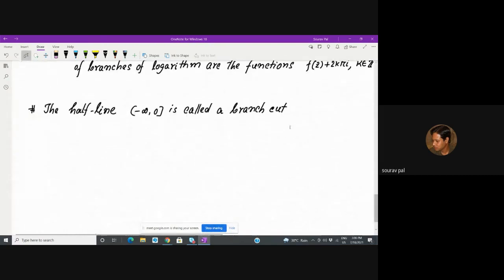This is what is called a branch cut, as I said. You are removing one half line to define a branch of logarithm. This is called a branch cut for the principal logarithm.